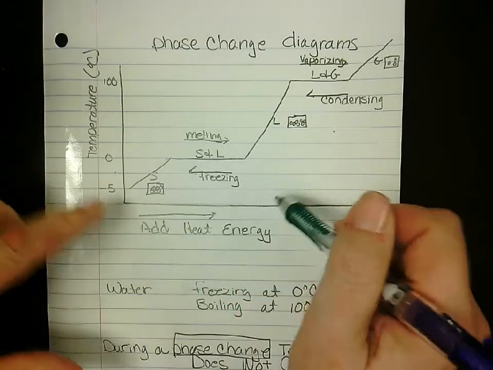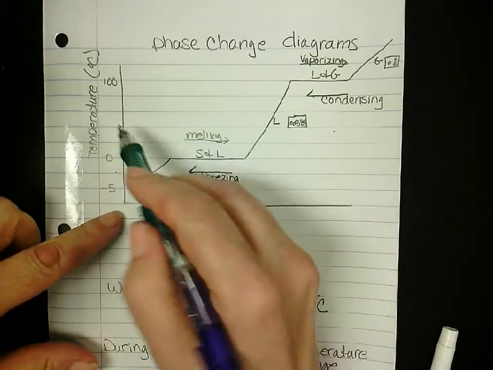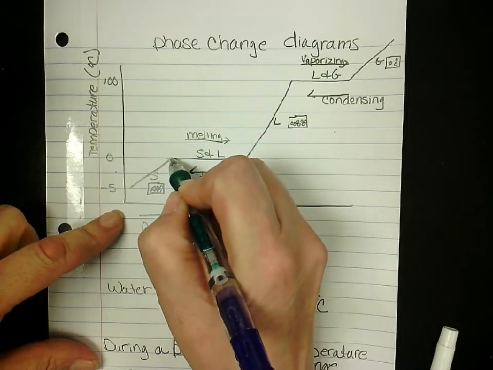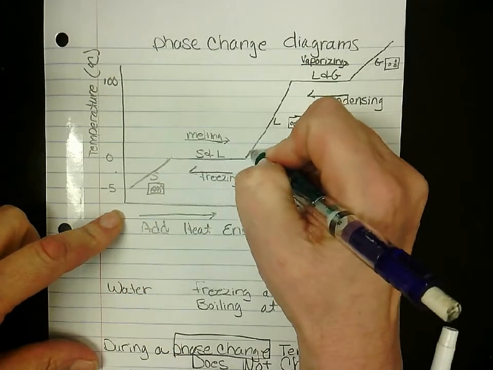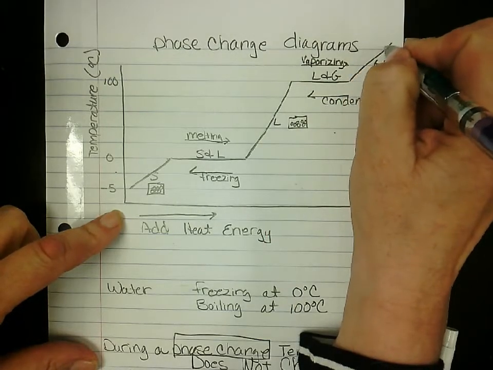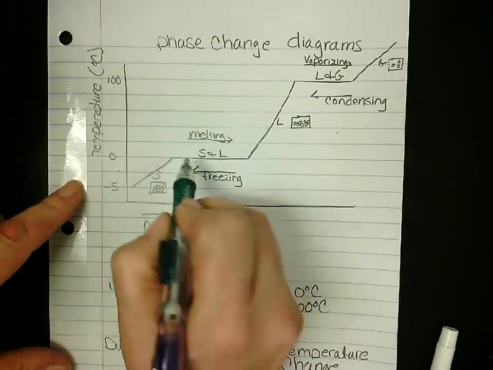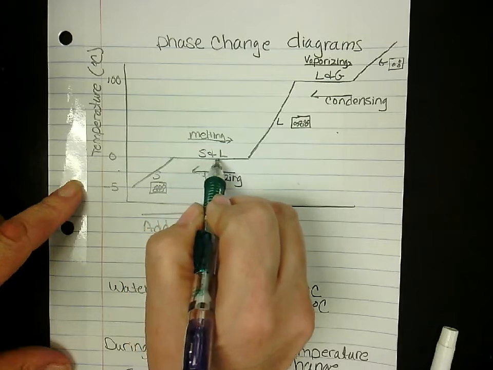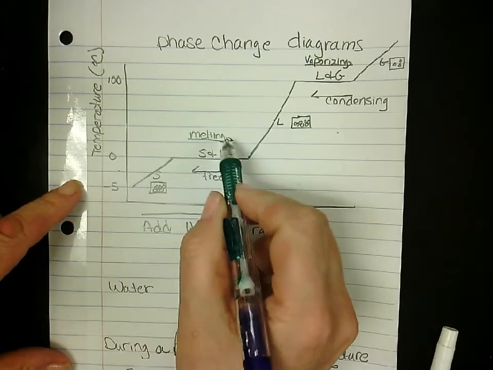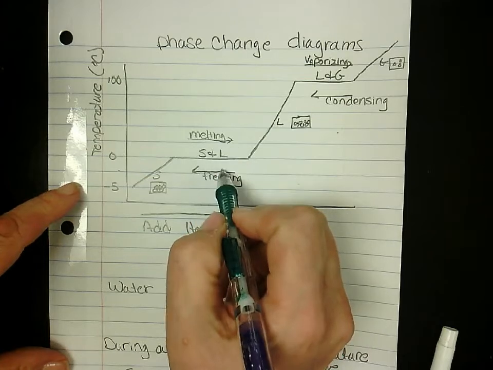And sometimes when I add heat, the temperature will rise. You can see when things are a solid and I add heat, the temperature goes up. When things are a liquid and I add heat, the temperature goes up. When things are a gas and I add heat, the temperature goes up. But then we have these flat parts, and notice my temperature here is at 0. That's when ice melts or freezes.